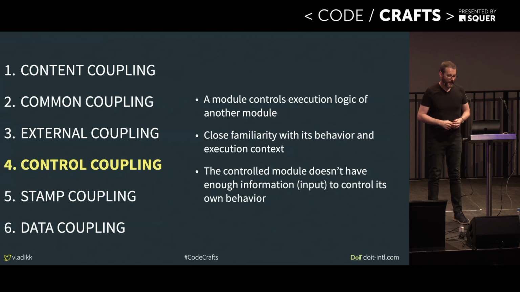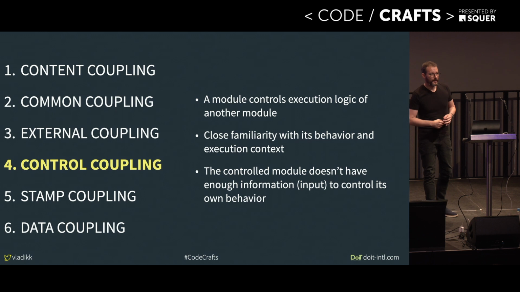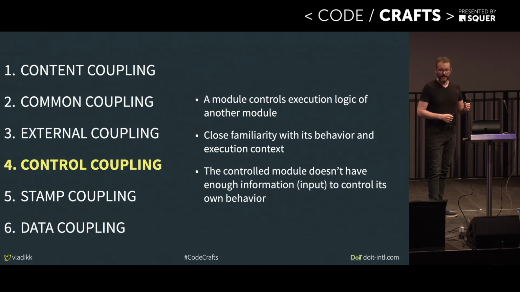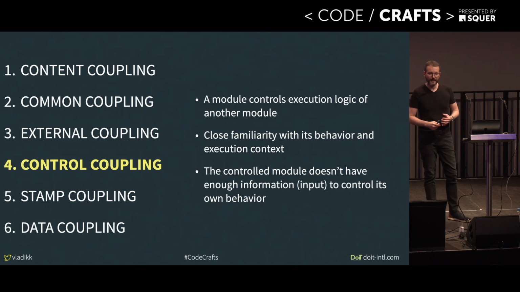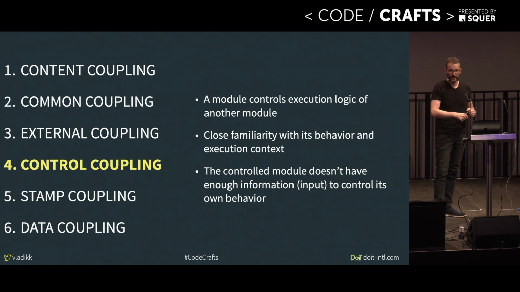Control coupling happens when modules do not encapsulate their business logic properly, meaning that business functionality is not encapsulated in one module, but instead it is, in some sense, spread between two connected modules. And one of them is dictating to the second module how to do its job.